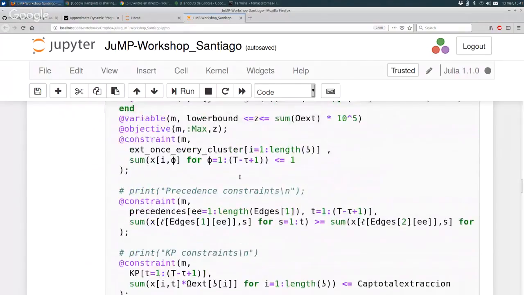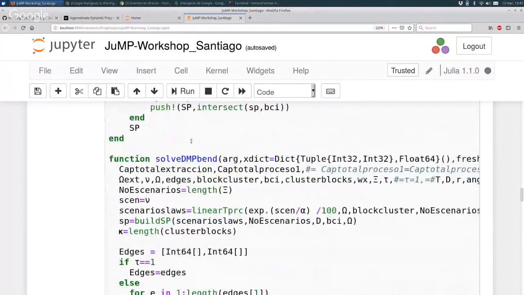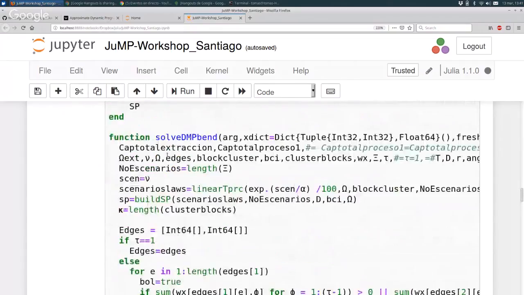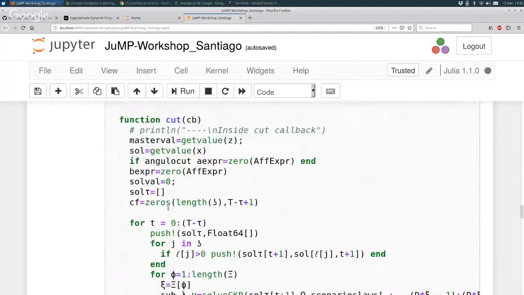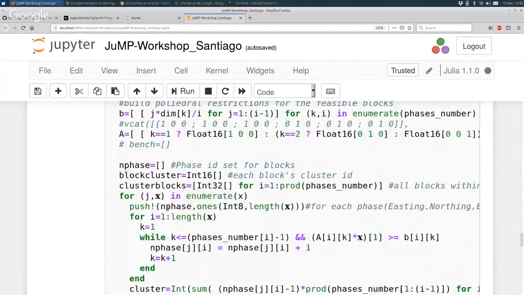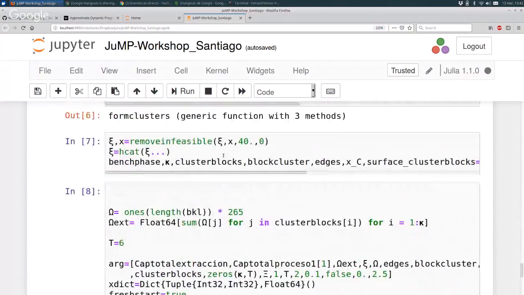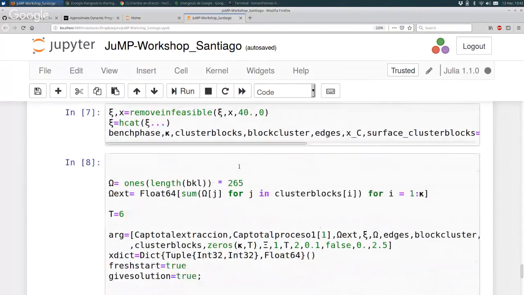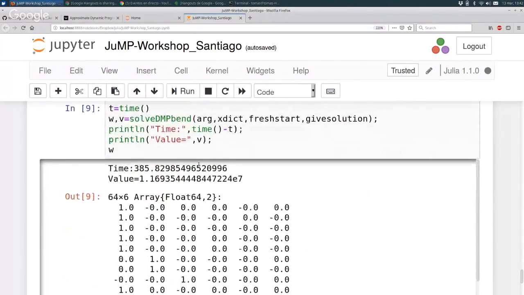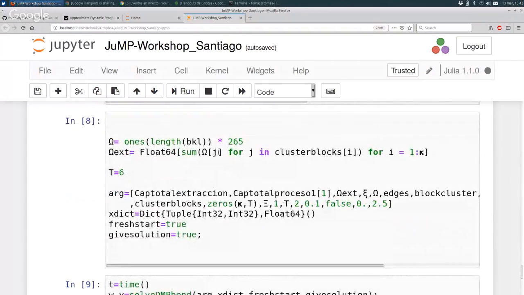So here I wrote the master. This is the one where I'm going to add the cuts. And this is the whole function that solves the problem. So that's it. I just set up the mine, set up the precedence constraints, the natural constraints you have on the blocks, that you cannot extract something before extracting something that is above it. And over here, I solve the problem for an instance with 2 scenarios that I generated at the beginning.